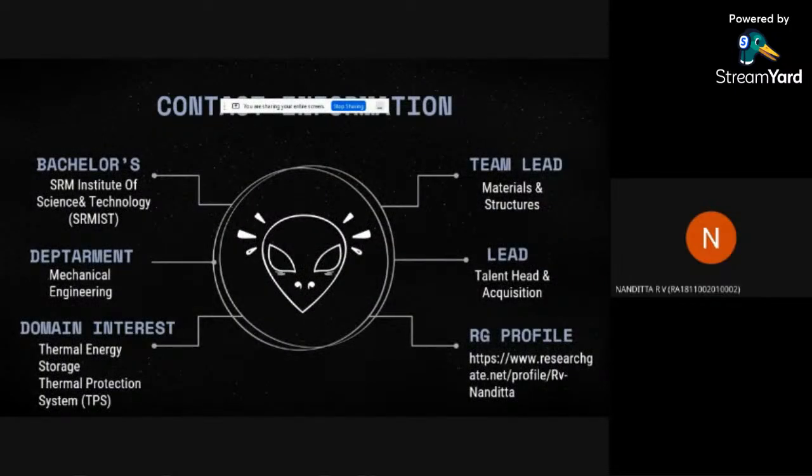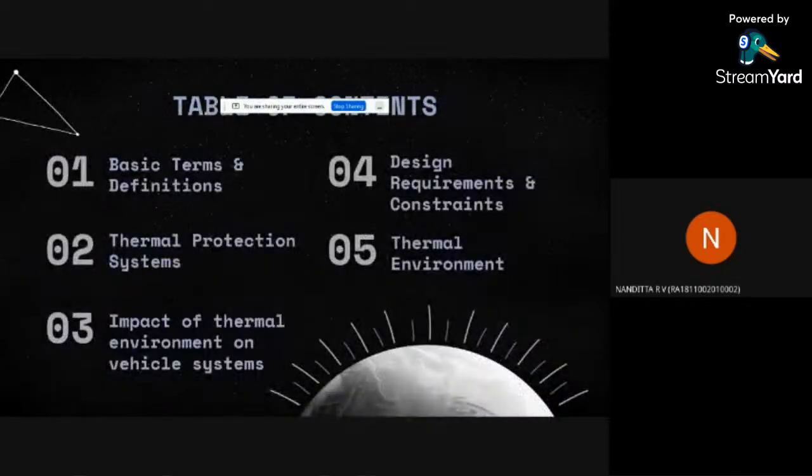You can see that I'm currently pursuing my bachelor's from SRM Institute of Science and Technology in the Mechanical Engineering Department. And in SARC, I am the team lead for materials and structures, as well as the lead in talent head and acquisition. My domain interests are thermal energy storage systems, as well as thermal protection system, which is also known as TPS, which I'll be explaining in this presentation. For further information, you can contact me through ResearchGate. Here I've linked my ResearchGate profile.